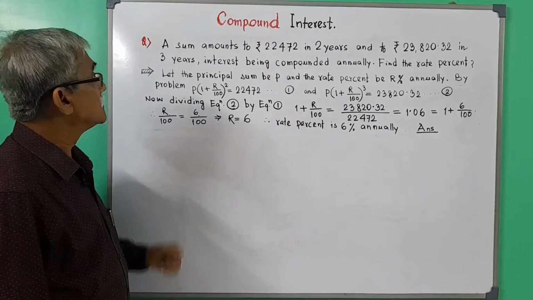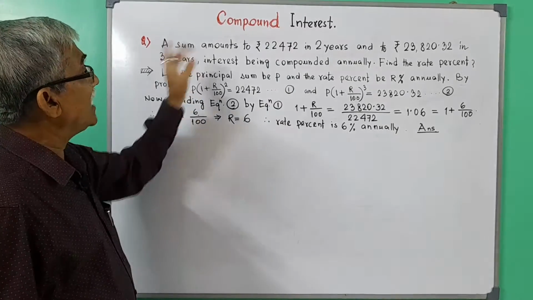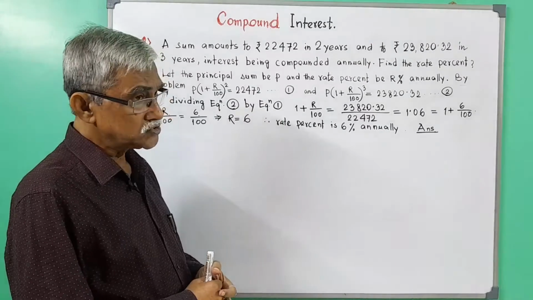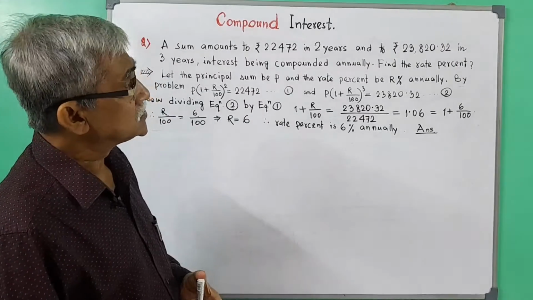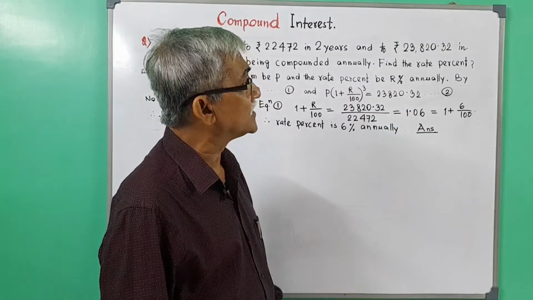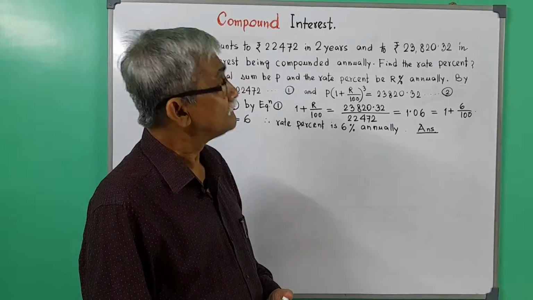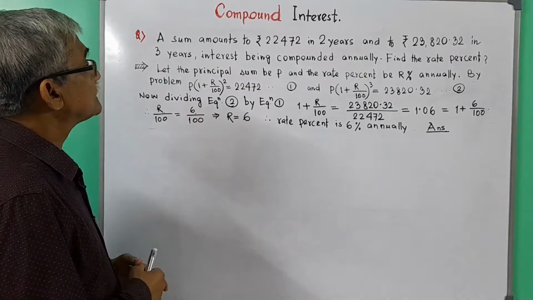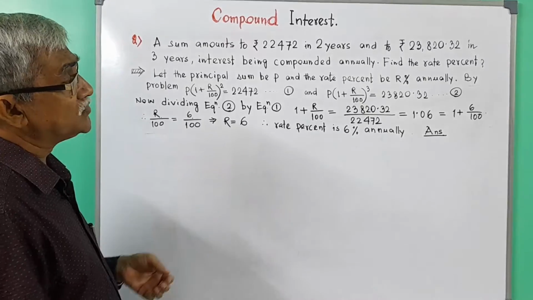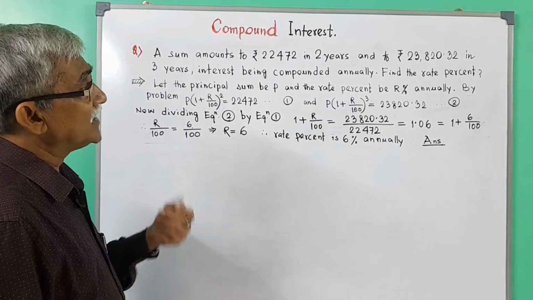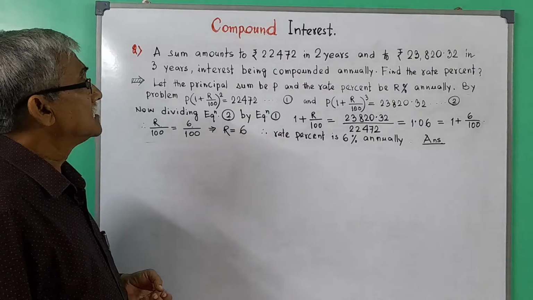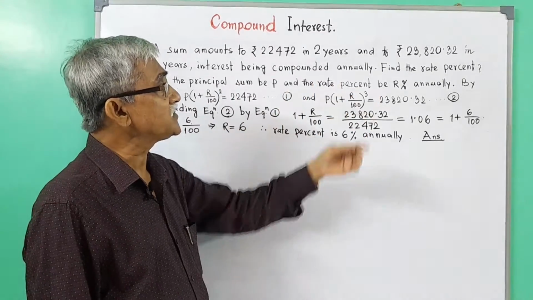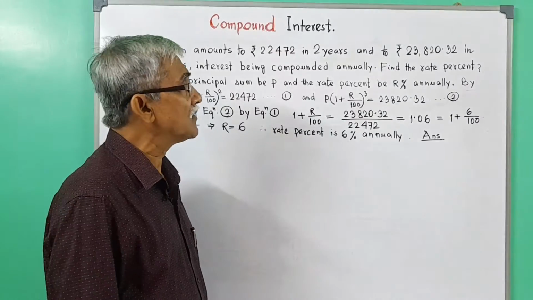Now let us take one question. A sum amounts to rupees 22,472 in 2 years and to rupees 23,820.32 in 3 years, interest being compounded annually. Find the rate of interest. So let us solve it. Let the principal sum be P, we do not know it, and the rate of interest that has to be found out be R% annually.